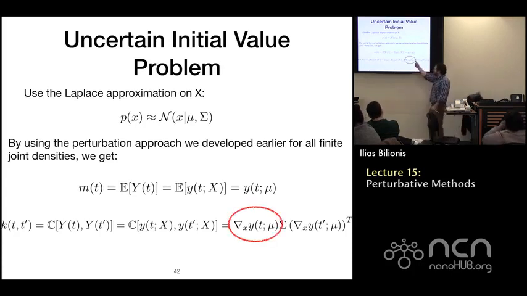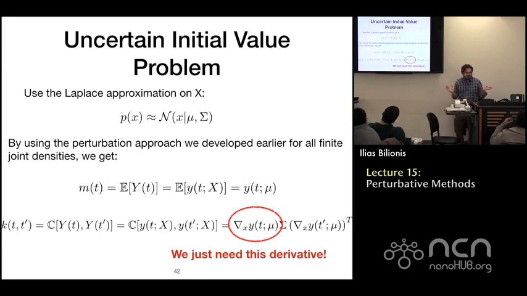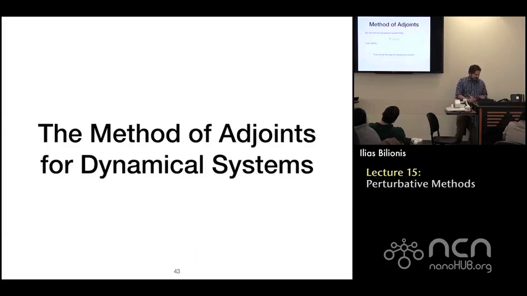So look at this term. What is this term? This is the derivative of the response of the dynamical system with respect to the parameters that are random. It's the derivative of the response, the solution of the dynamical system, with respect to the parameters that are random, evaluated at mu. It is just a derivative and we just need to find it. Okay? And we find it with the method of adjoints.